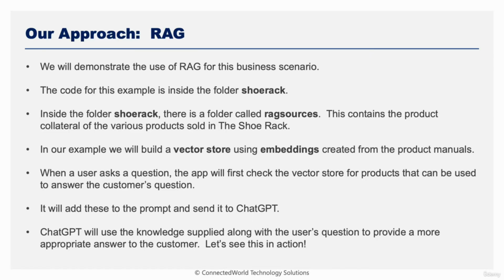The code for this example is inside the folder shoe rack. Inside the folder shoe rack, there is another folder called RAG sources. This contains the product collateral for the various products sold in the shoe rack. In other words, this is the knowledge base that the LLM is going to use. In our example, we build a vector store using embeddings created from the product manuals.